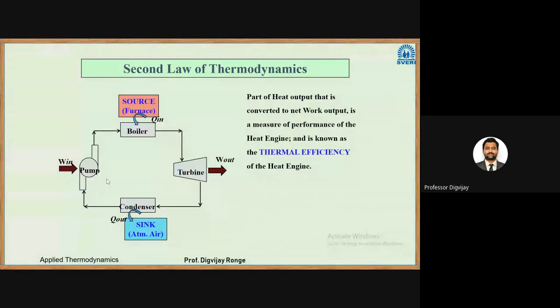The part of the heat input that is converted to net work output is the measure of performance of the heat engine. That is known as the thermal efficiency of the heat engine. Thermal efficiency is given by net work output divided by total heat input. Net work output is turbine work minus pump work, divided by QH.